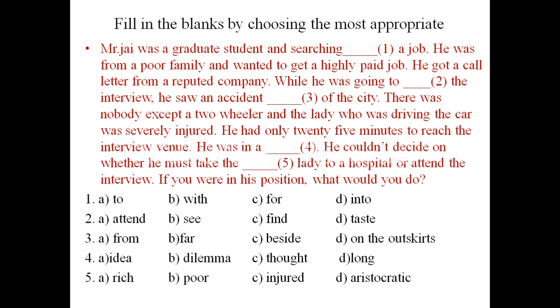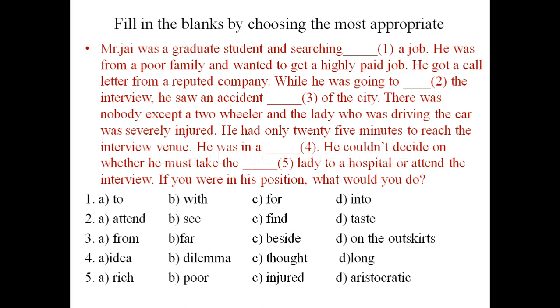He was in a dash. He couldn't decide on whether he must take the dash lady to a hospital or attend the interview. If you are in this position, what would you do? After reading the whole passage thoroughly, it is very clear that it is about Mr. J who is going to attend an interview. He saw an accident. So now we can answer very easily after going through the options.